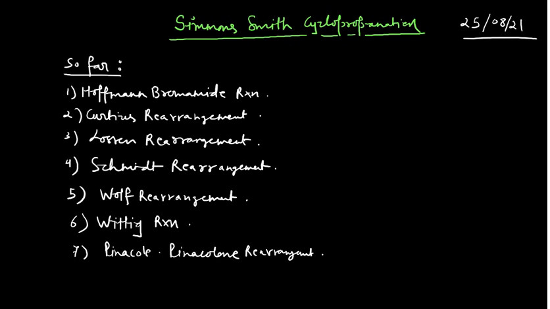tell you, I have started this name reaction series for IIT JAM. So far in this series I have completed these name reactions: Hofmann bromide reaction, Curtius reaction, Lossen reaction, all these are rearrangements. Then Schmidt rearrangement, Wolff rearrangement, Wittig reaction, and Pinacol-Pinacolone rearrangement. So these 7 reactions are already complete. If you haven't seen those videos on these name reactions, I am giving you the link in the description box.